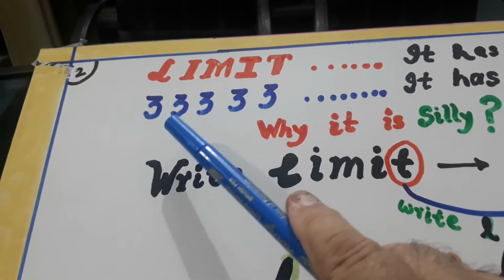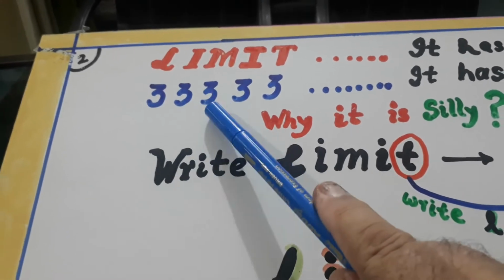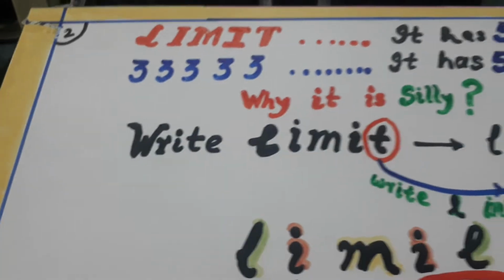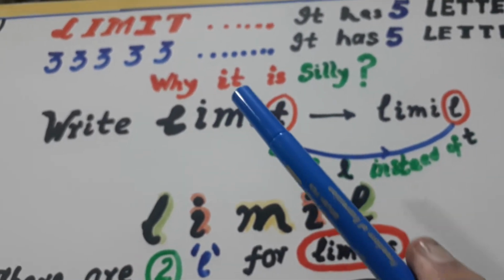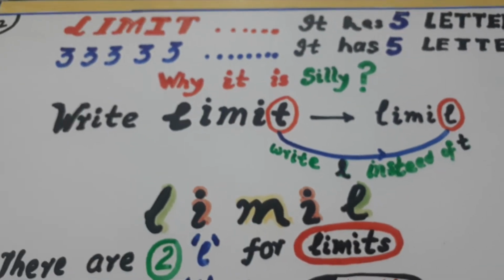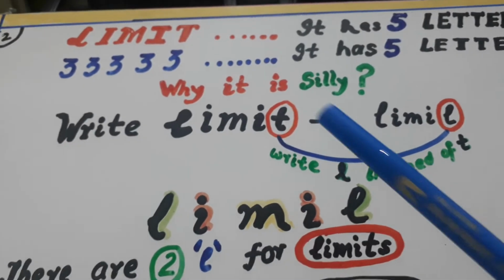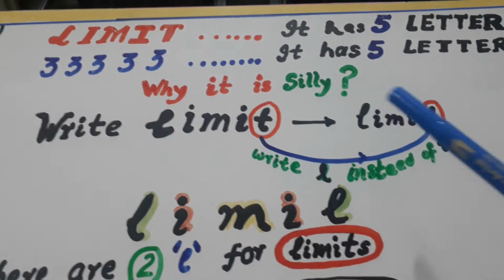Limit. 3, 3, 3, 3, 5 times. It has 5 letters. Why is it silly? Now what you should do, convert this t in terms of L.